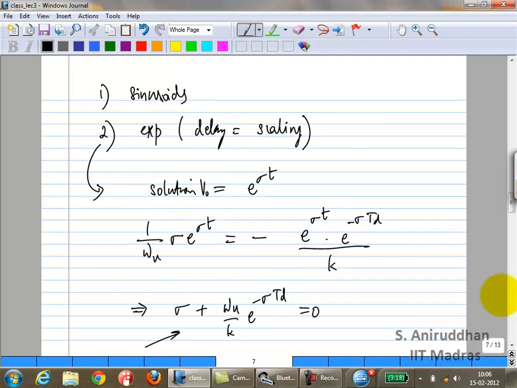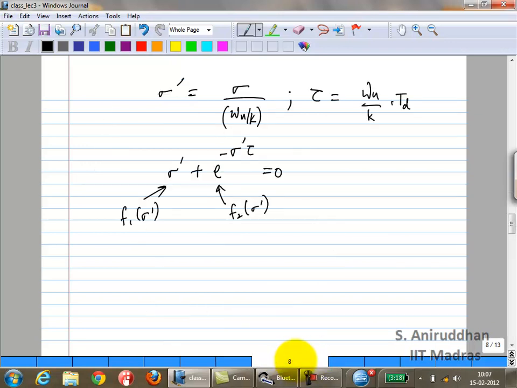When we solved it, we first decided that sinusoids seem to be one of the solutions, and exponential is also one of the solutions because delay just means scaling. So we first found solutions of the form e power sigma t. Then we replaced sigma by a normalized sigma prime, which was sigma over omega u over k, and tau, which is omega u over k times td. We reduced it to this form: sigma prime plus e power minus sigma prime tau is 0.